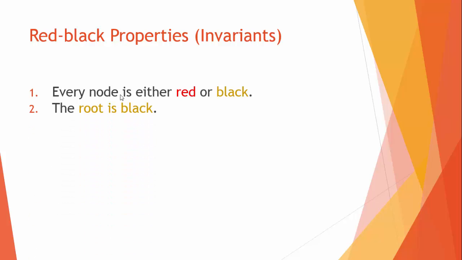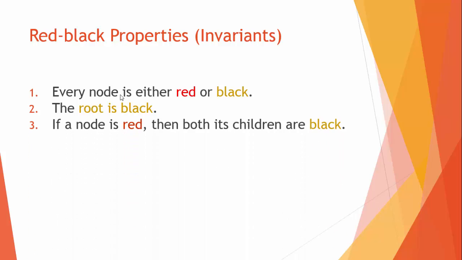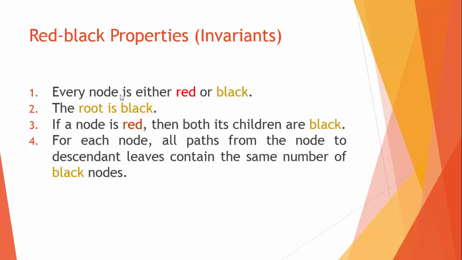The second property is the root must be black. The third one is if a node is red, then both its children are black, meaning that these consecutive red nodes are not allowed. The fourth condition is for each node, all the paths from the node to descendant leaves contain the same number of black nodes. Meaning that if we count the number of black nodes from any node to the leaves, the number must be the same for every path.